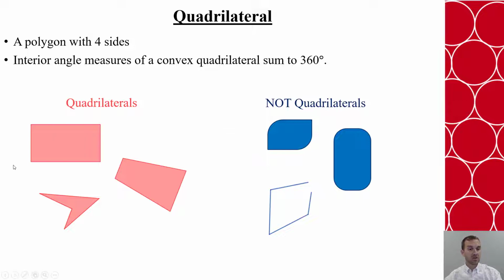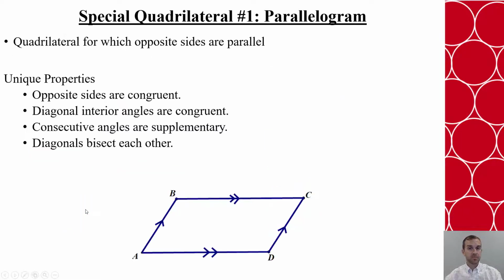Here, all the sides are segments. They're closed and connected. Here we have curves and open segments. So we can see the difference even with a concave quadrilateral.